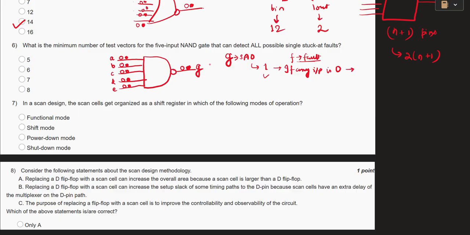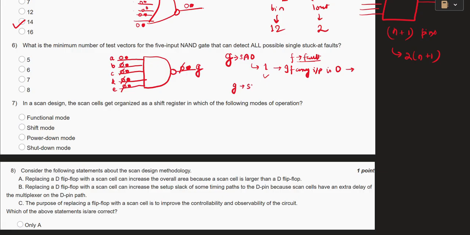So it means that G stuck at 0 is detected when any of the inputs is at 0. Like, let's say A is at 0, this will be able to detect it.